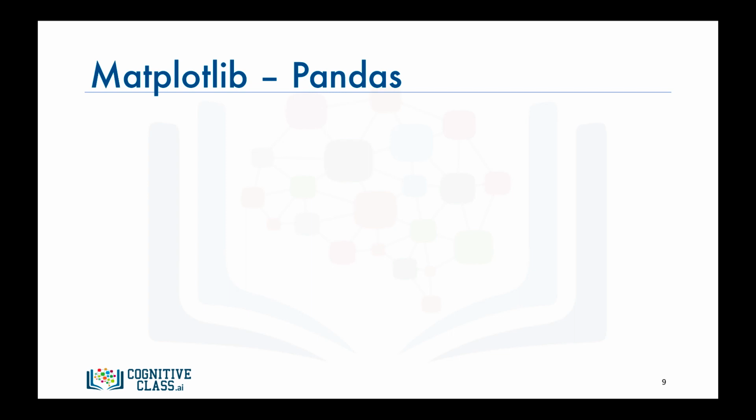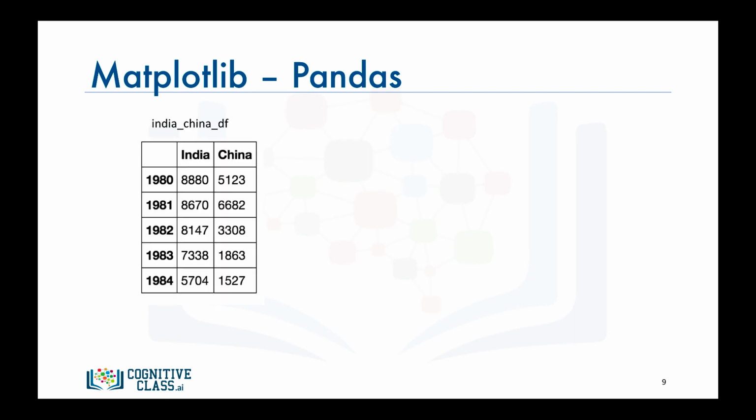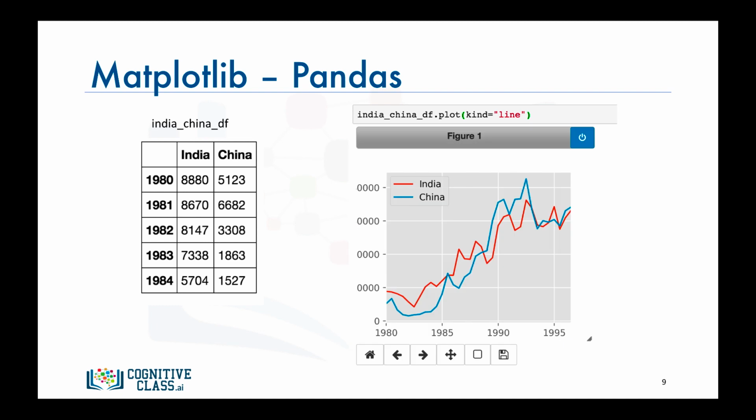Finally, another thing that is great about Matplotlib is that Pandas also has a built-in implementation of it. Therefore, plotting in Pandas is as simple as calling the plot function on a given Pandas series or data frame. So say we have a data frame of the number of immigrants from India and China to Canada from 1980 to 1996. And say we're interested in generating a line plot of these data. All we have to do is call the plot function on this data frame, which we called India_China_df, and set the parameter kind to line, and there you have it, a line plot of the data in the data frame.